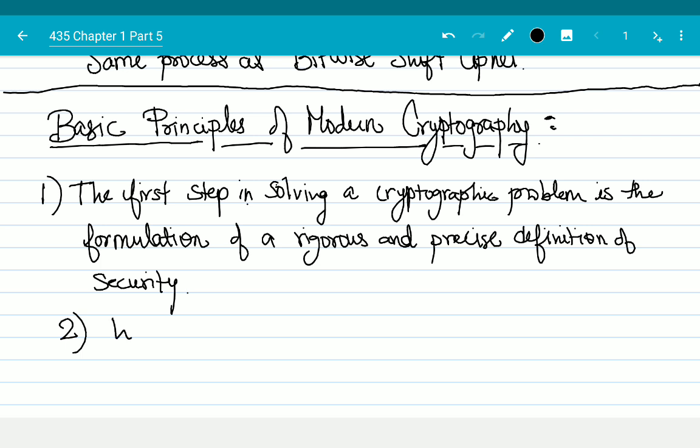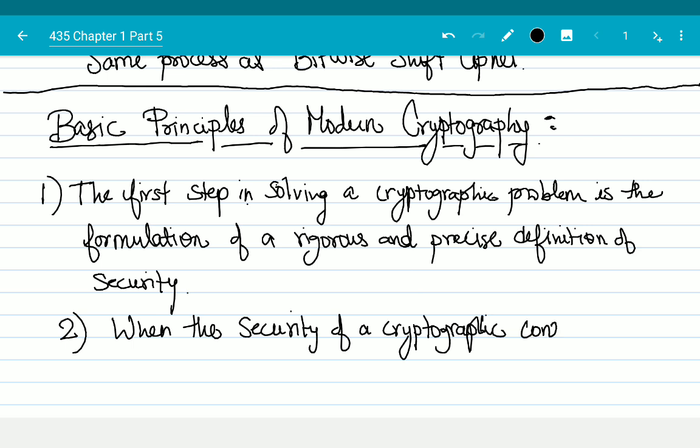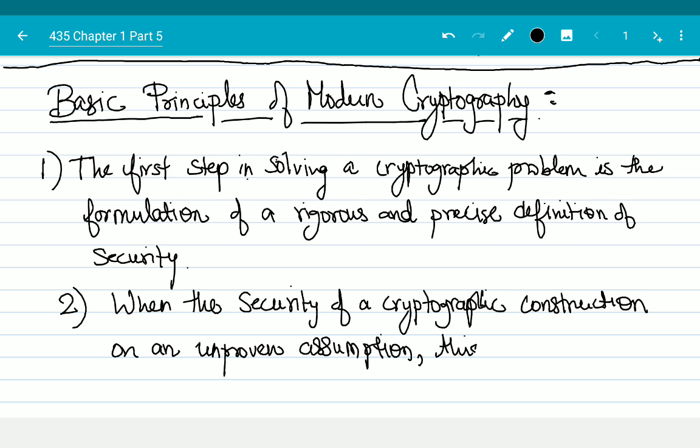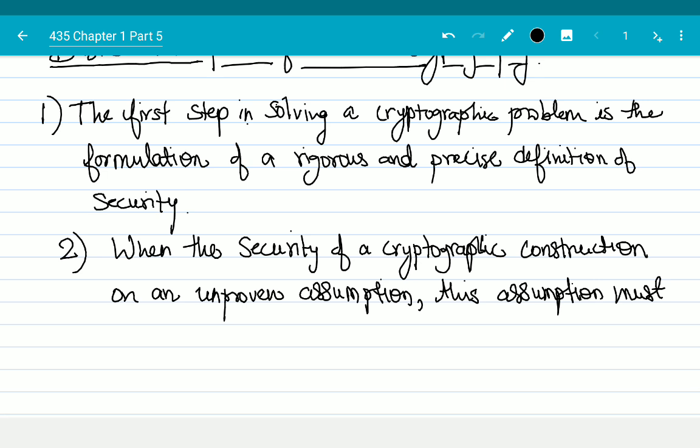Second principle: when the security of a cryptographic construction relies on an unproven assumption, this assumption must be precisely stated.